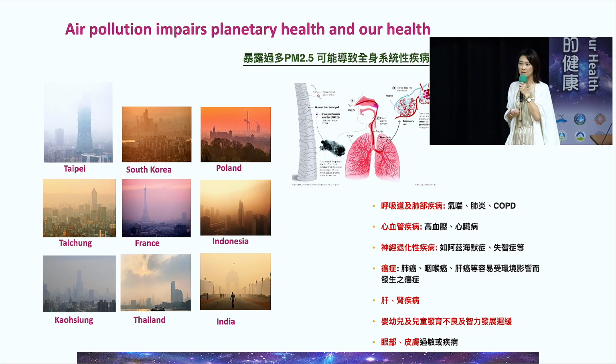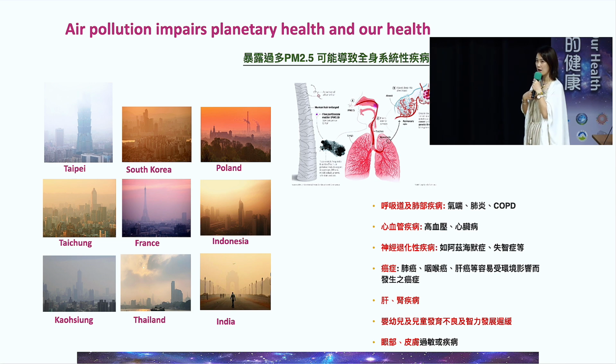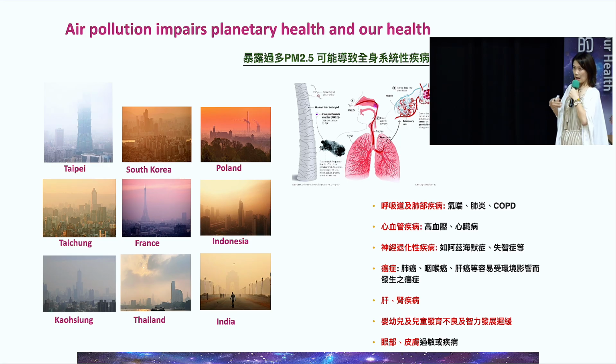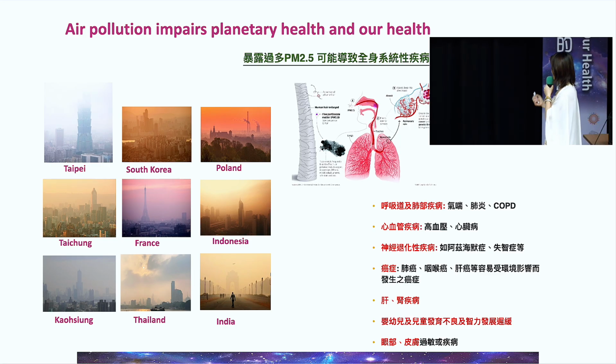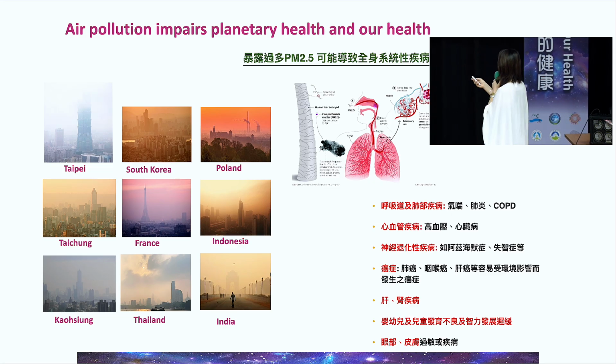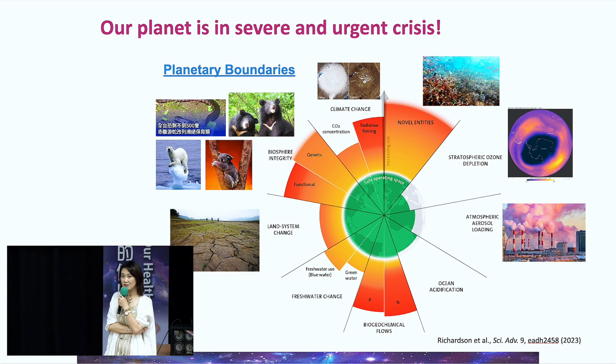By inhaling air pollutants like PM2.5 or some anthropogenic aerosol, it has been shown to impair our pulmonary system, respiratory system, cardiovascular system, even the kidney or liver, and sometimes during the pollution season, our eyes or our skin might also feel discomfort. So this is one of the examples that our planetary health is directly related with our health. And our planet is actually in severe and urgent crisis at this moment.